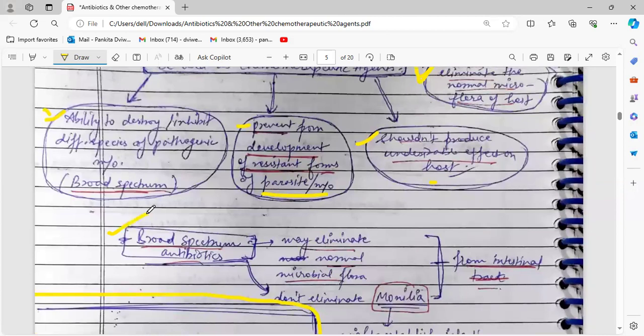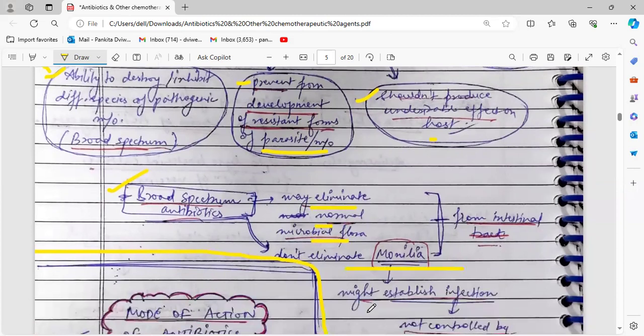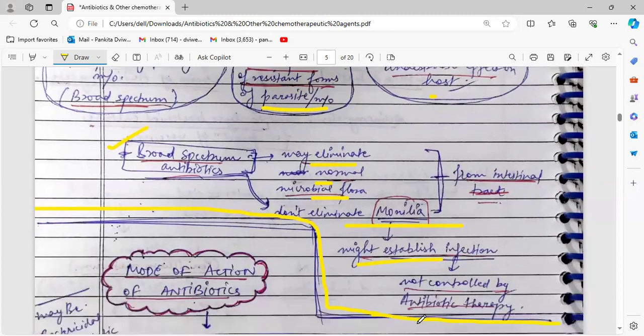The broad spectrum antibiotics may eliminate normal microflora, and they do not eliminate Monilia, which might establish from the intestinal tract, it might establish an infection, and this Monilia infection cannot be controlled by antibiotic therapy.